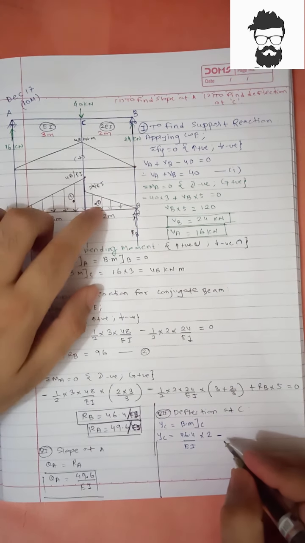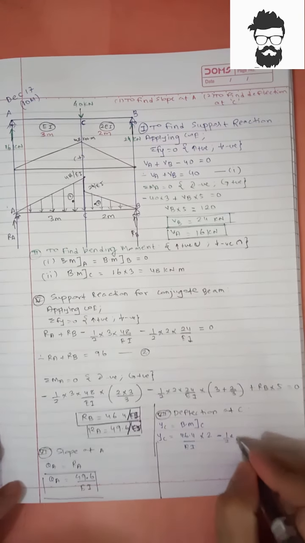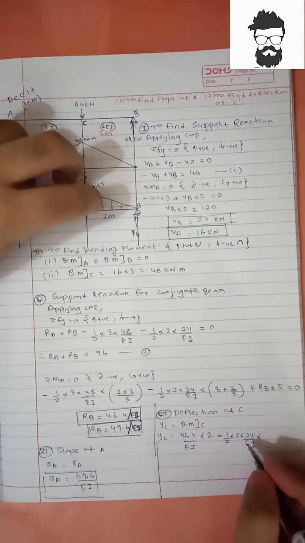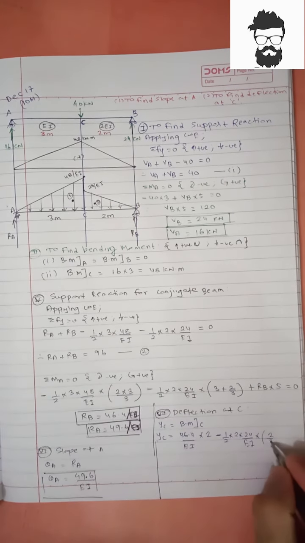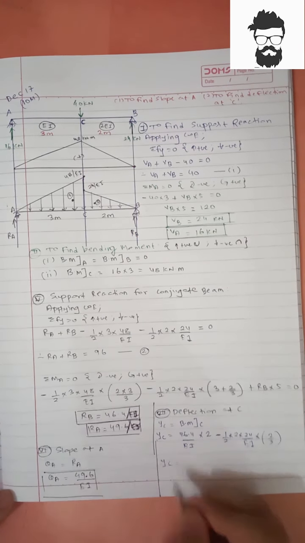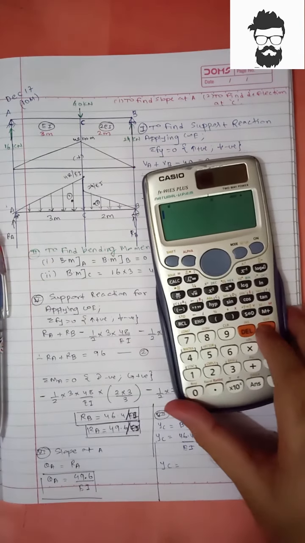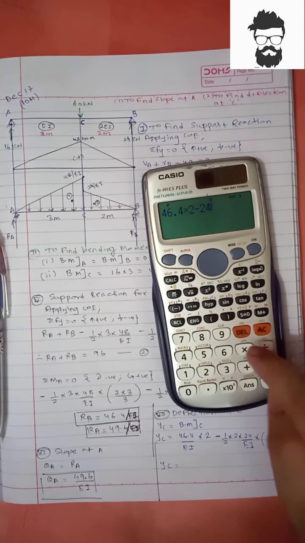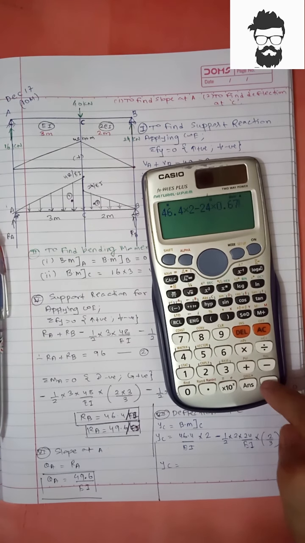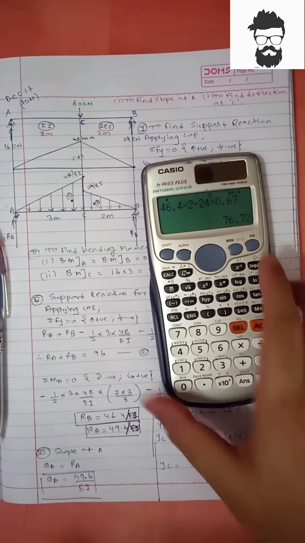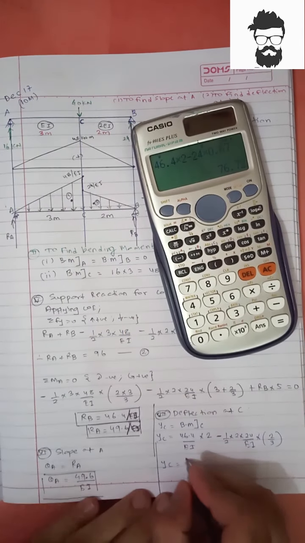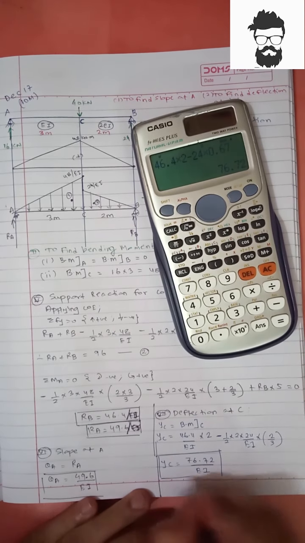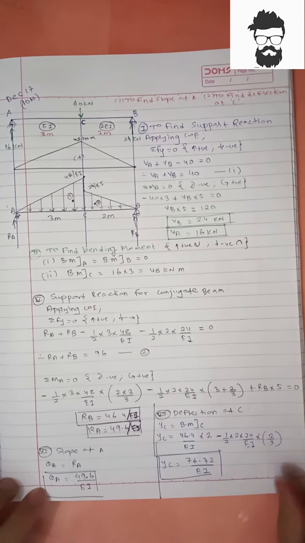For triangular loading, arrow is downward, so minus half into base into height, multiply by its CG from C. So from C it is b by 3, which means 2 by 3. Let us solve this equation and we'll get the answer for deflection at C. 46.4 into 2 minus 24 into 0.67. 76.72. So deflection at C is 76.72 upon EI. So these are the answer for slope at A and deflection at C.